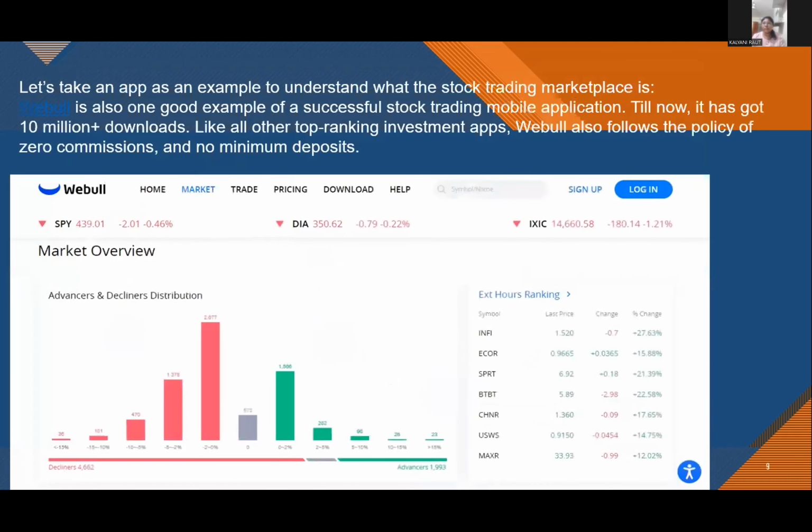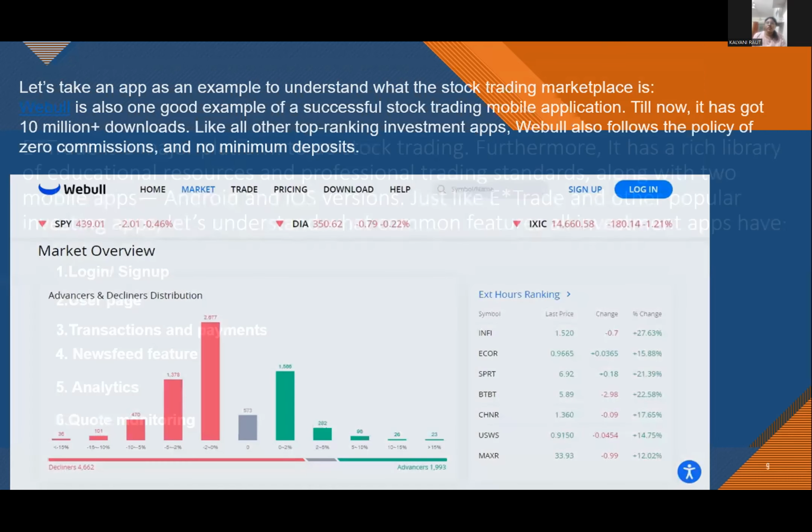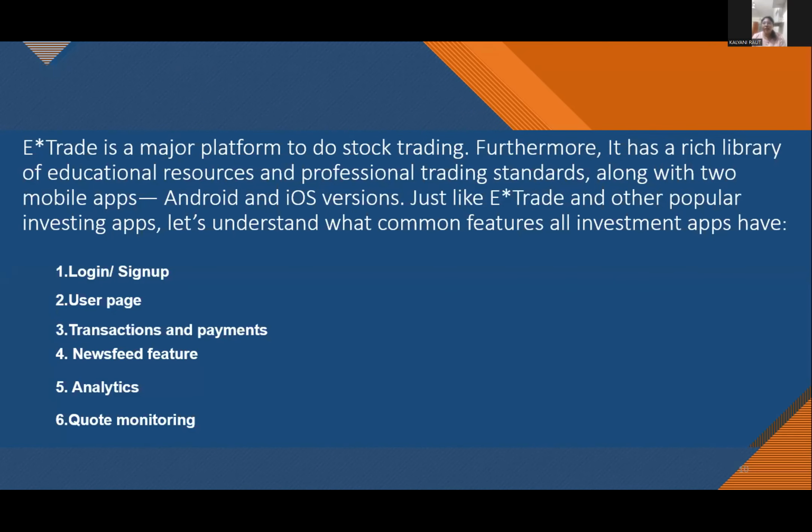So let's take an example of a successful stock trading mobile application, Webull. It has got 10 million plus downloads like other top ranking investment apps. Webull also follows zero commission and no minimum deposits. E-Trade is a major platform to do stock trading. It has a rich library of educational resources and professional trading standards, along with two mobile applications, Android and iOS. Just like E-Trade, there are other popular investing apps.